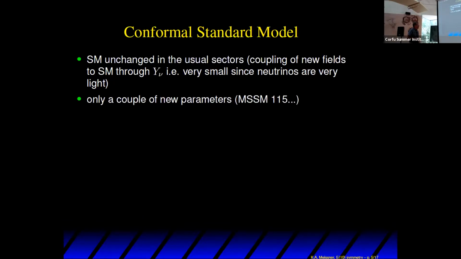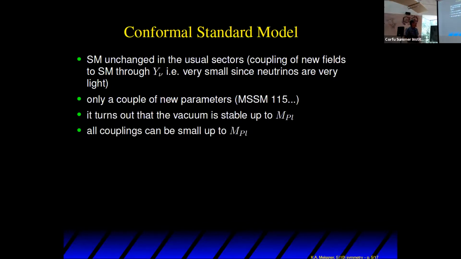That's what I already said. Only a couple of new parameters. I recall that the minimal supersymmetric standard model had 115 new parameters. It turns out that the vacuum is stable. We checked that there is no going underwater at about 10 to the 10 GeV, as usually for the standard model. The self-coupling goes up to the Planck scale above 0. All couplings can be small. If we start them small, they do not run.